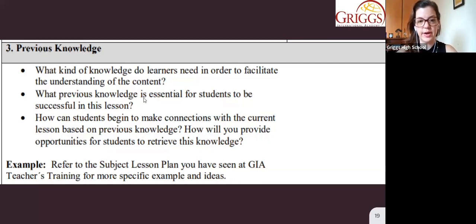Here you're going to write, what is the type of previous knowledge that you expect them to have? And how are you going to assess that? Okay. What is the activity that you're going to do to understand their previous knowledge?